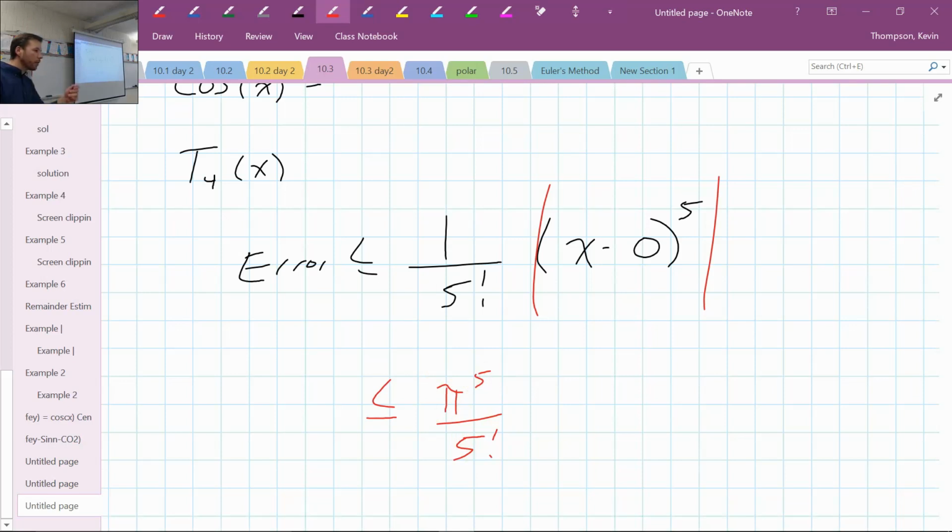And just do that real quick. What is pi to the 5th divided by 5 factorial? Use your calculator. I wasn't expecting you to do it in your head. Pi to the 5th is the hard part of that. 2.5. No, it's the easy part. 2 point what? 2.5.